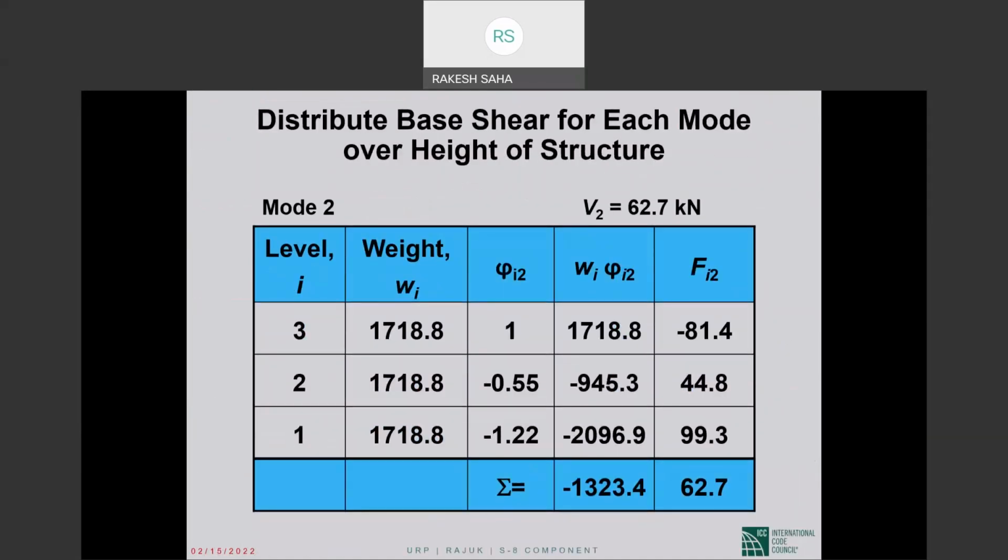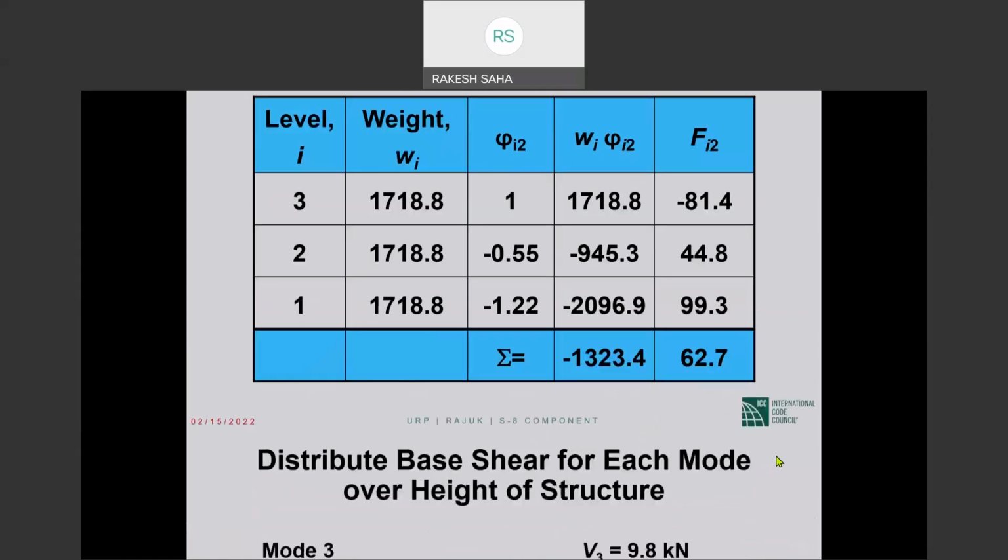The second mode base shear distributed along the height of the structure according to the second mode shape gave us those forces at the three floor levels. Remember, second mode means one zero crossing. So at the first level and the second level, the masses are going in one direction. At the third level, the masses are going in the opposite direction. And the sum of the three forces is the second mode base shear of 62.7 kilonewtons.